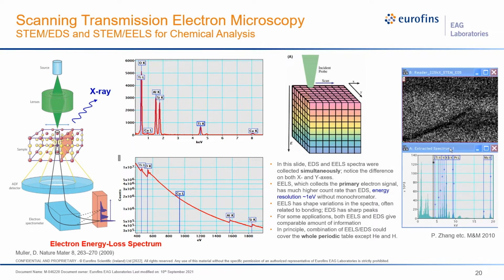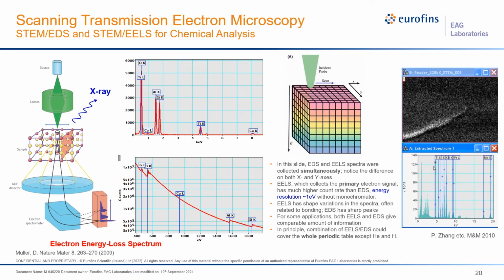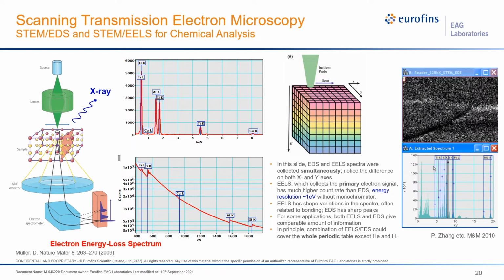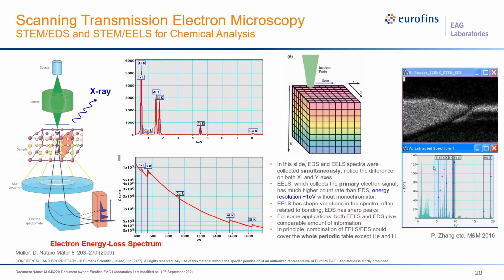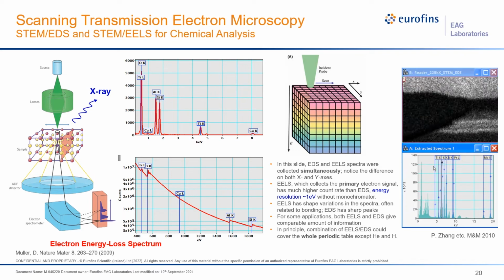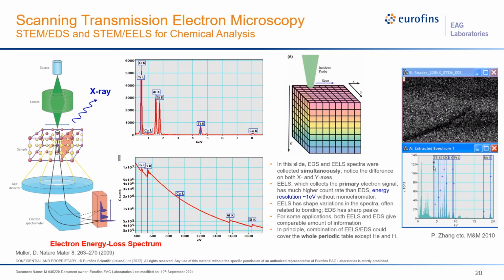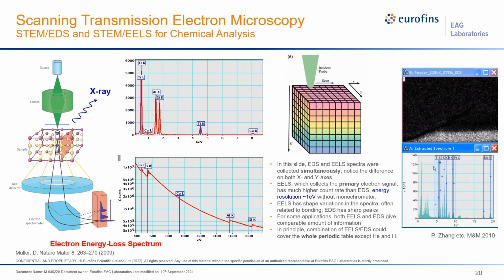Basically whenever you want to do elemental mapping, your electron beam is rastering over the sample, and it will collect a three-dimensional data set. On the x and y direction is the spatial information, and on the z-axis is the energy domain. And then based on this three-dimensional data set, you basically reconstruct the elemental maps, right? So in this case, you integrate different peaks.